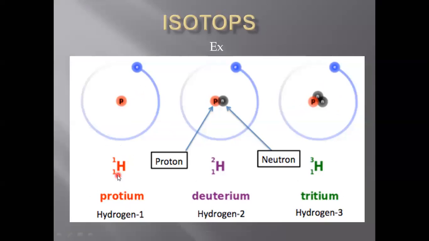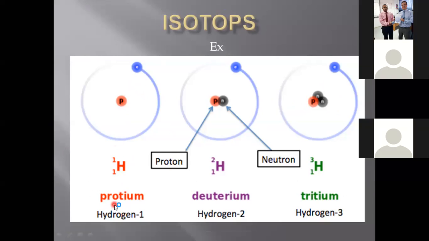The first one is hydrogen 1, which contains one proton and no neutron. It's called protium. The second has one proton and one neutron, called deuterium. The third has one proton and two neutrons, called tritium. This is hydrogen 1, this is hydrogen 2, this is hydrogen 3.